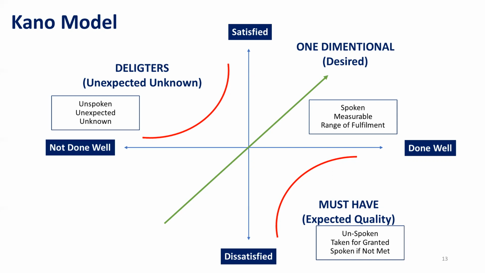When you look at the delighters, these are unexpected, unknown features of your product or service. Nobody has spoken about them, nobody was expecting this to happen, and they are unknown to the customer. So what you see is that even if you do your job really well on must-haves, the customer is never going to reach the satisfaction level, or he might just touch satisfaction, because that's your job. That was required. So let me give a simple example.